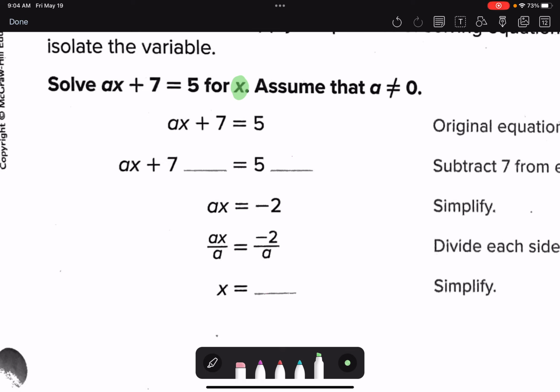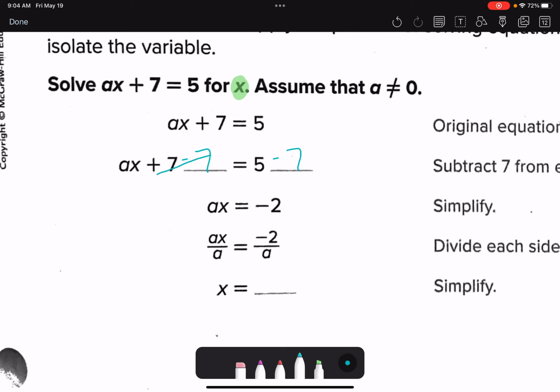And then step 3, move the numbers. So for this one here, what is the 7 doing to the a times x? Because that is not just ax. It's a times x. What is it doing? It's adding. So what do we need to do? We need to subtract. So what I do to the left, I do to the right. Okay, that's this first step here.